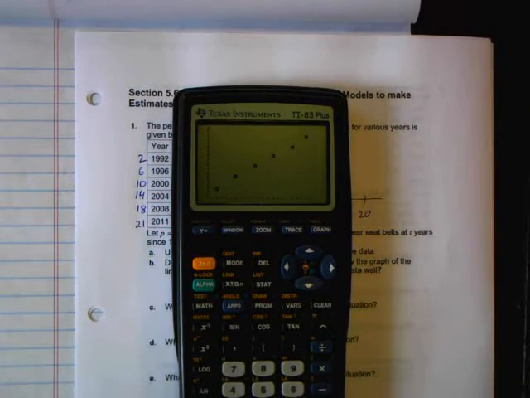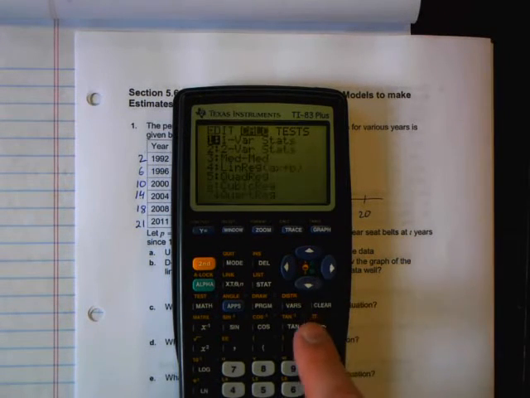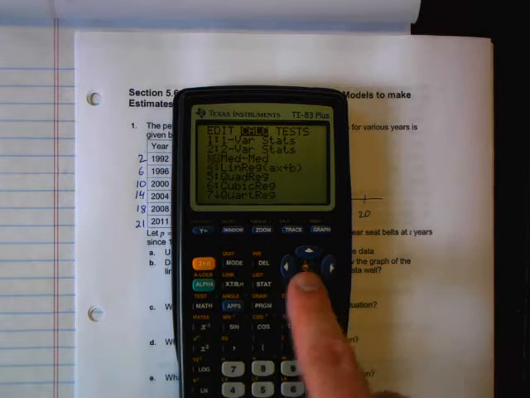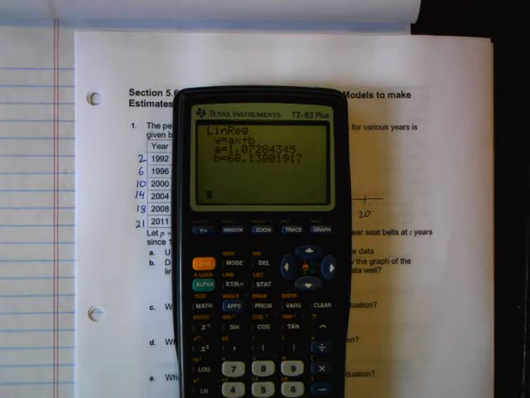For those who have the older type calculator, it looks like this. You go stat. You go over to calculate. You go down, down, down to linear regression. You hit enter. And it just writes linear regression. It looks like it didn't do anything. All you do now is you hit enter again. And your calculator assumes that you put your x's in L1 and you put your y's in L2.